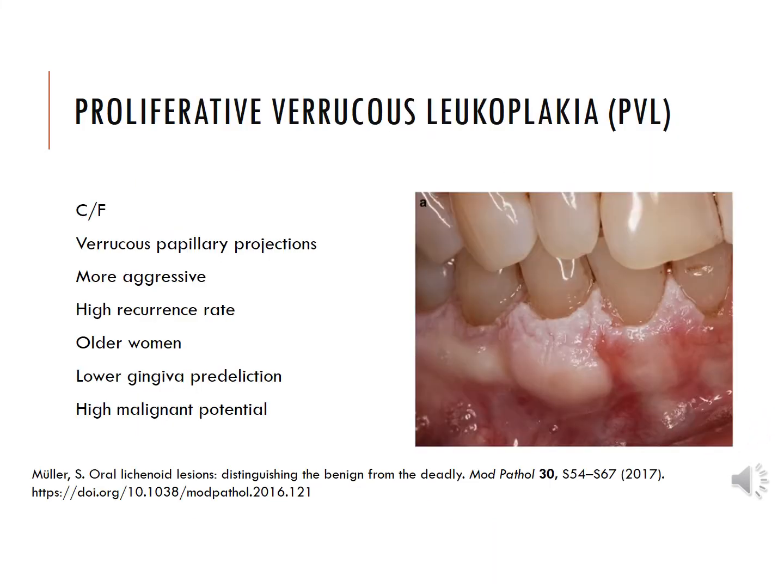The clinical features of proliferative verrucous leukoplakia are, first of all, the verrucous papillary projections, which you can see here in this picture. They are more aggressive, have a high recurrence rate, and a predilection for older women and lower gingiva. So this image is also that of lower gingiva, and they have a high malignant potential.